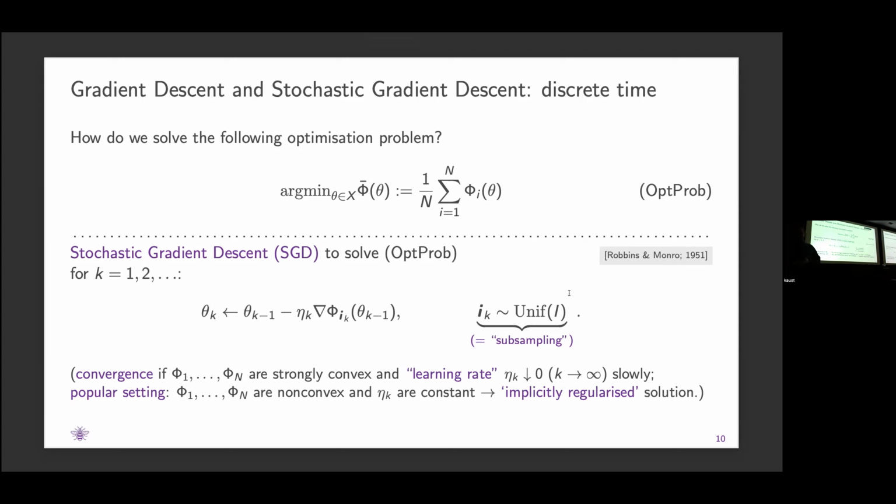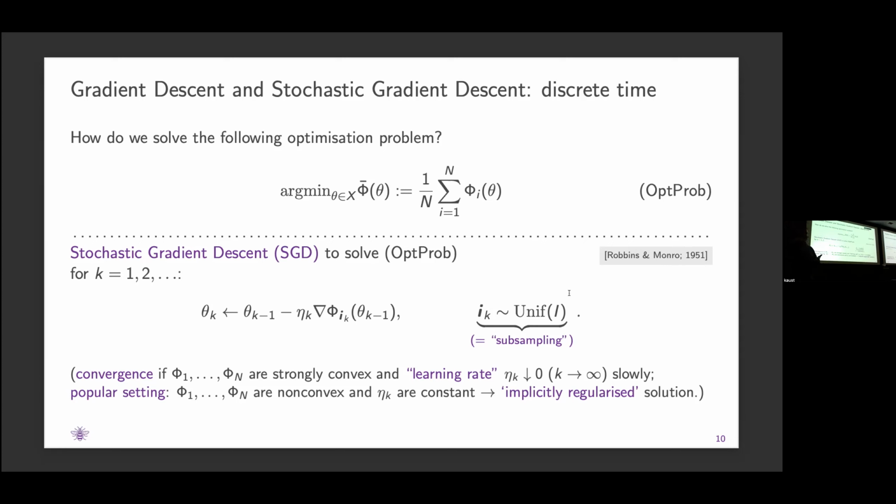Popular though is this implicit regularization bit that I've explained badly before. Popular is to actually have these phi's non-convex, because that's what people work with, and to leave eta k constant. In that case, there's not actually a chance to converge to a point. I mean, okay, there's a chance, but not an actual chance. What we will see later is that in this case, we actually have a chance to converge to a stationary distribution, because we do something noisy the entire time.